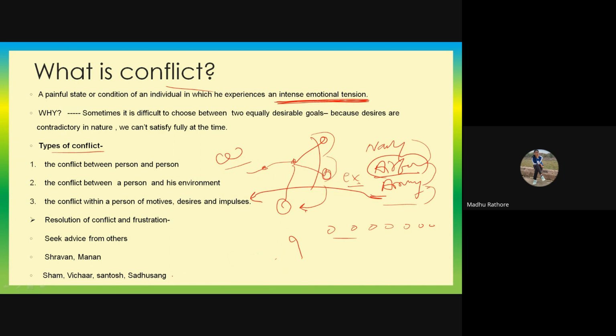This we studied in the Yoga Vasishtha: Sham, Vichar, Santosh, and Sadhu Sangh. That's most important. Sham, Shanti, Vichar, Vivek, Santosh, patience, and Sadhu Sangh, sitting in good company. All four make us come out of frustration and conflict. According to yoga, seek advice from others: Shravan, Manan, Nididhyasan.